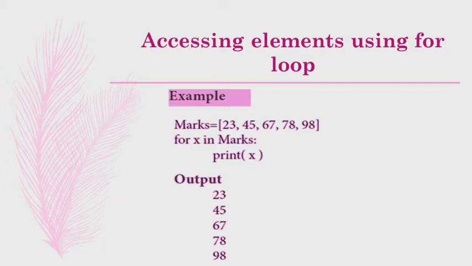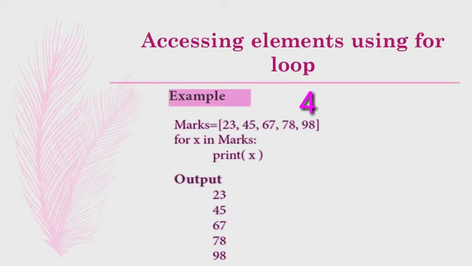Next take the next value, that is index position 1. Check whether the last value is reached or not. No. What is the last value? 4. We have not reached it till now. So again print x, 45, and again print 67, 78, and last 4.